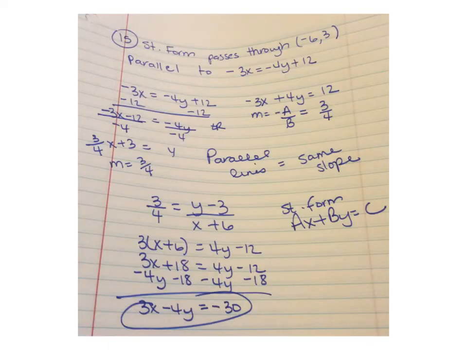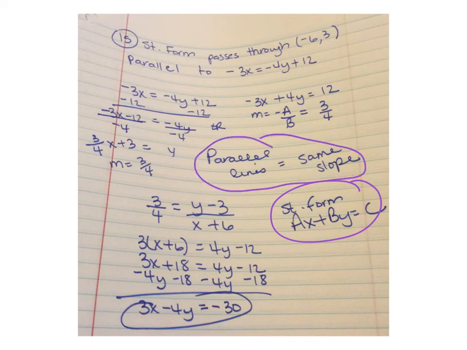Alright, on problem number 15, standard form, which, reminder, means I want my answer in ax plus by equals c form, passes through negative 6, 3, and parallel to negative 3x equals negative 4y plus 12. And I need to remember that parallel lines have the same slope. So I found the slope of the beginning equation both ways, just in case you chose to do whichever way you did. On the left side, I put it in slope-intercept form, y equals mx plus b. And when I did that, I found the slope was 3/4.